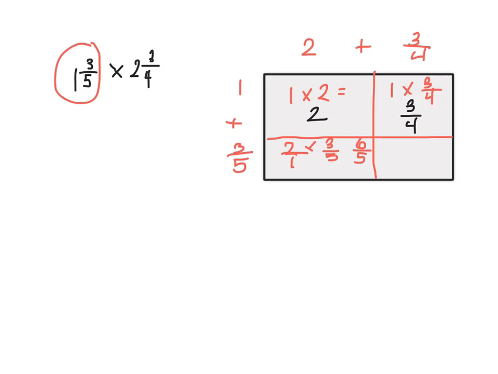2 times 3 is 6/5. And let me see if I can make that stand out. 6/5. And then I have 3/5 times 3/4. And remember, I just multiply straight across. I have 3 times 3 is 9, and 5 times 4 is 20. So in black, I have the 4 important numbers that I now have to add.